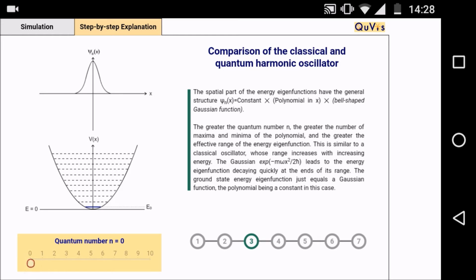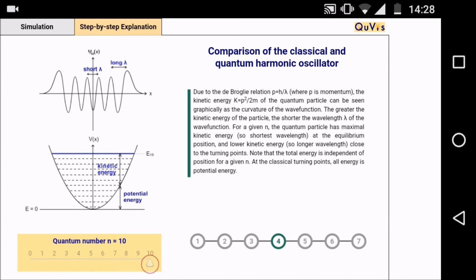The ground state energy eigenfunction just equals a Gaussian function, the polynomial being a constant in this case, as we've already seen. Due to the de Broglie relation, momentum equals h divided by the wavelength, the kinetic energy K equals p squared divided by 2m of the quantum particle can be seen graphically as the curvature of the wave function. The greater the kinetic energy of the particle, the shorter the wavelength lambda of the wave function. For a given n, the quantum particle has a maximal kinetic energy, the shortest wavelength, at the equilibrium position, and a lower kinetic energy, so a longer wavelength, close to the turning points.